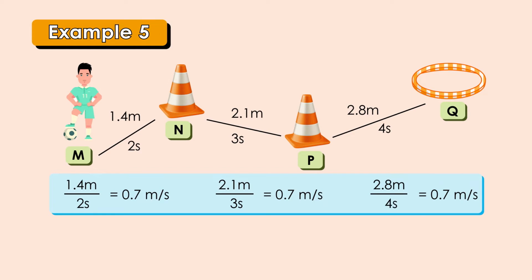Pupils, what conclusion can you draw from this situation? Excellent! The speed of the ball is the same from M to N, N to P, and P to Q. Hence, we could say that the speed of the ball is uniform.